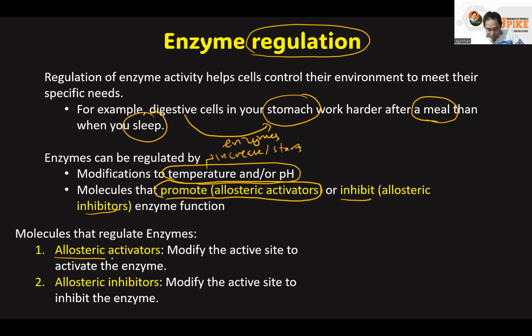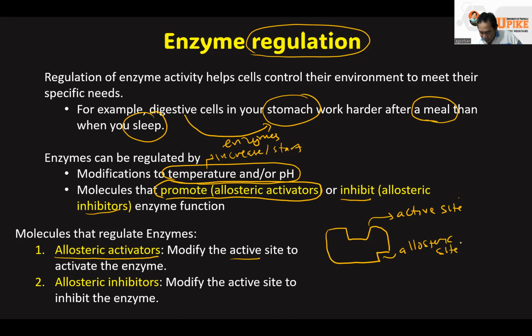The first one is called the allosteric activator, which is a molecule that modifies the active site to activate the enzyme. So for example, let's say the enzyme looks like this. Let's say it has an active site, and this is the allosteric site. Let's say, before it is activated, we're gonna draw it over here.